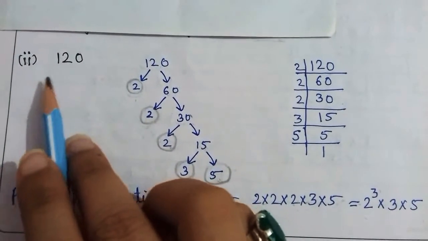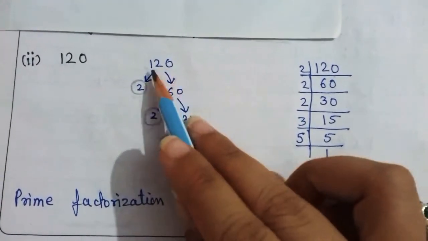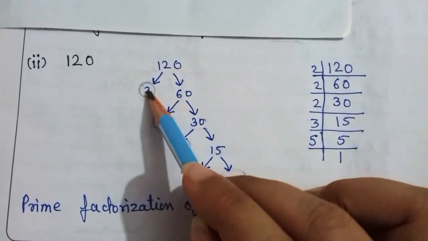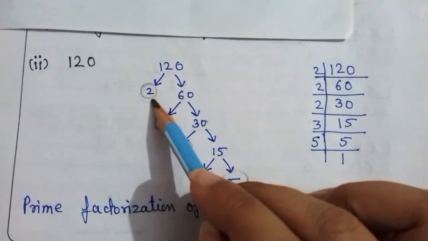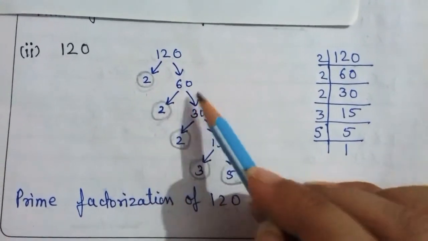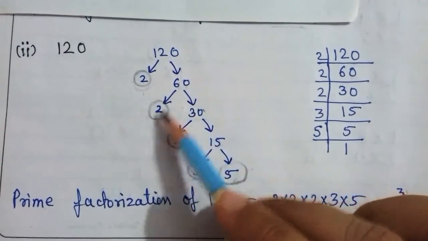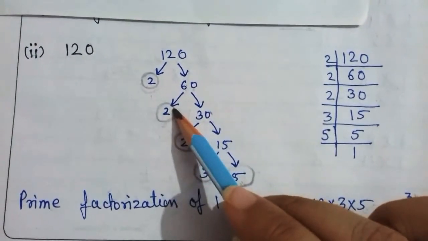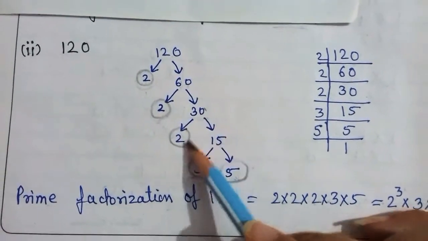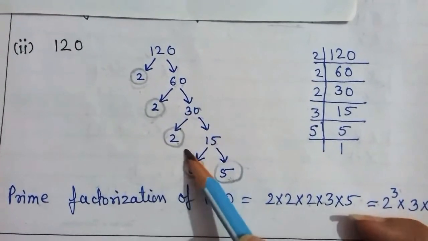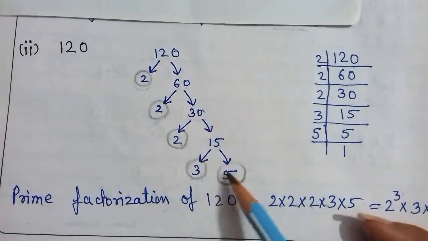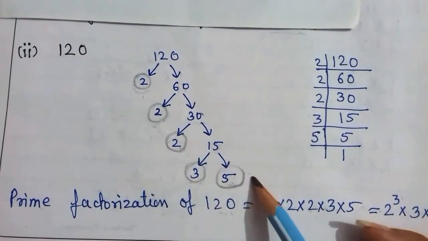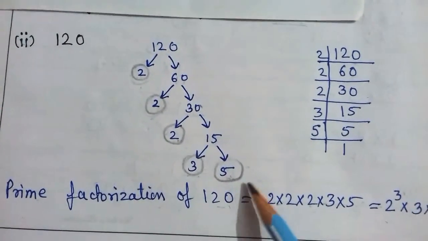Example: 120. 120 splits into two parts. 2 times 60 is equal to 120. Circle 2 as a prime number. 60 is a composite number, so 2 times 30 is equal to 60. Again circle 2 as a prime number. 30 is a composite number. 2 15s are 30. Here 15 is a composite number. 3 5s are 15. Right? Here we have found all the prime factors of 120.